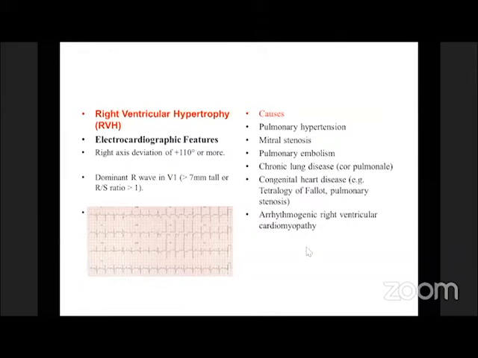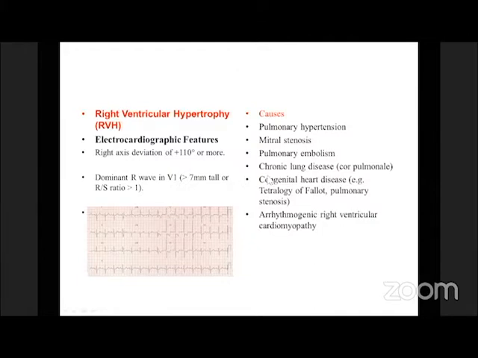Right ventricular hypertrophy, again, has some criteria. Usually there is right axis deviation. Right axis deviation, as I mentioned before, is when lead 1 is negative and aVF is positive. So this is right axis deviation. And we have a dominant R wave in V1 more than 7 millimeter tall, or an R to S ratio more than 1. If you look at V1, there is a tall R wave more than 7 millimeter.